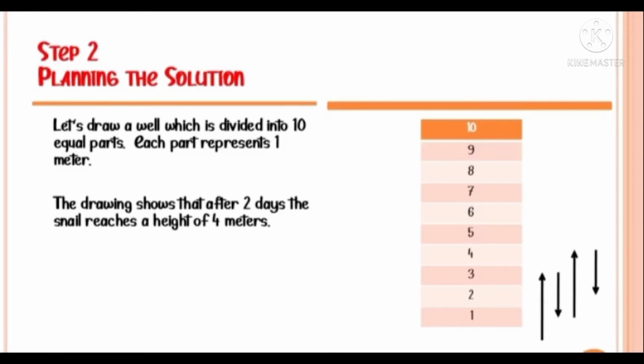Let's draw a well which is divided into 10 equal parts. Each part represents 1 meter. So let's assume that the bar here is the well and the arrow is the snail. So in one day, the snail crawls up 3 meters and at night it slips down 2 meters. So the next day, the snail starts at 2, then it crawls up to 4.